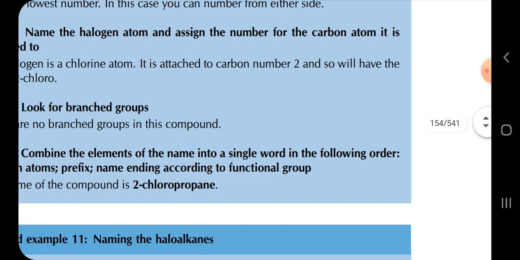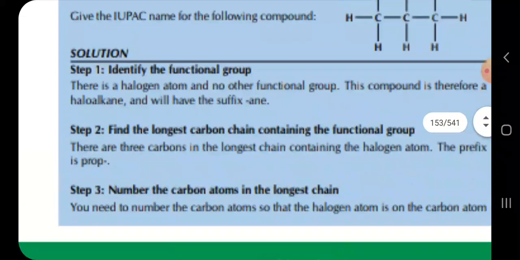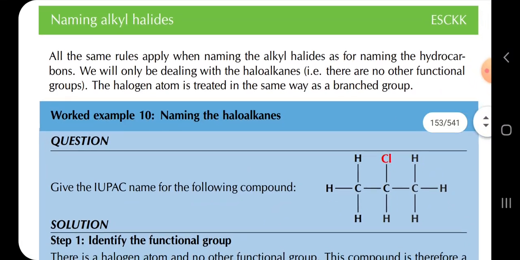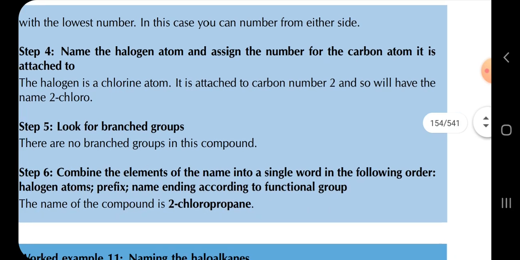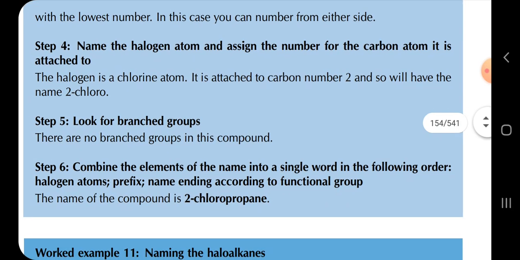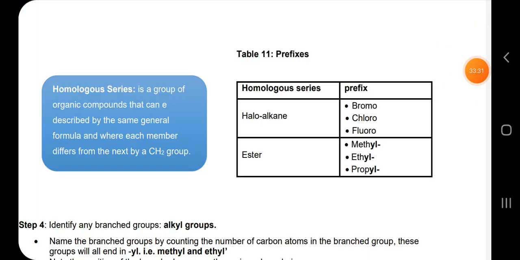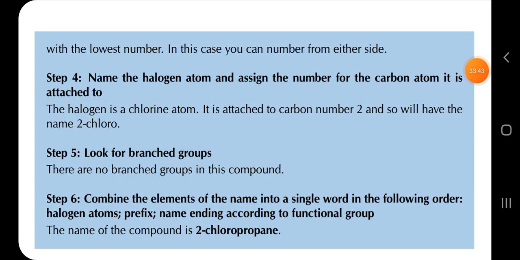And then chloropropane. Remember that I said haloalkanes can only have the following prefixes. We can only have bromo, chloro, and fluoro for haloalkanes, and for esters, methyl, ethyl, propyl only. You can choose from the 3 for haloalkanes.